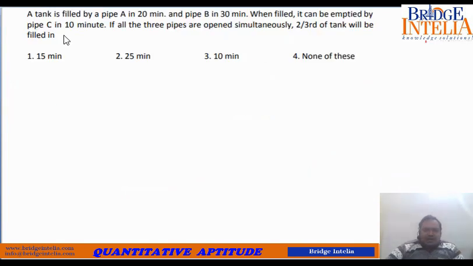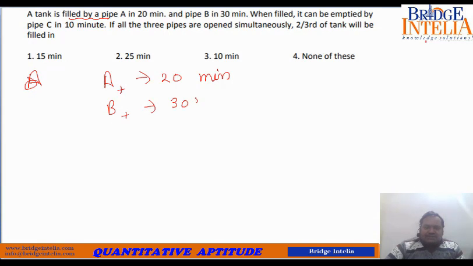Again here, a tank is filled by pipe A in 20 minutes. That means A is an inlet pipe. So A takes 20 minutes. Pipe B in 30 minutes. Pipe B is also a filling pipe. So pipe B takes 30 minutes. When filled, it can be emptied by pipe C in 10 minutes. That means pipe C is an outlet pipe and it can empty a tank which is full. A full tank can be emptied by pipe C in 10 minutes.